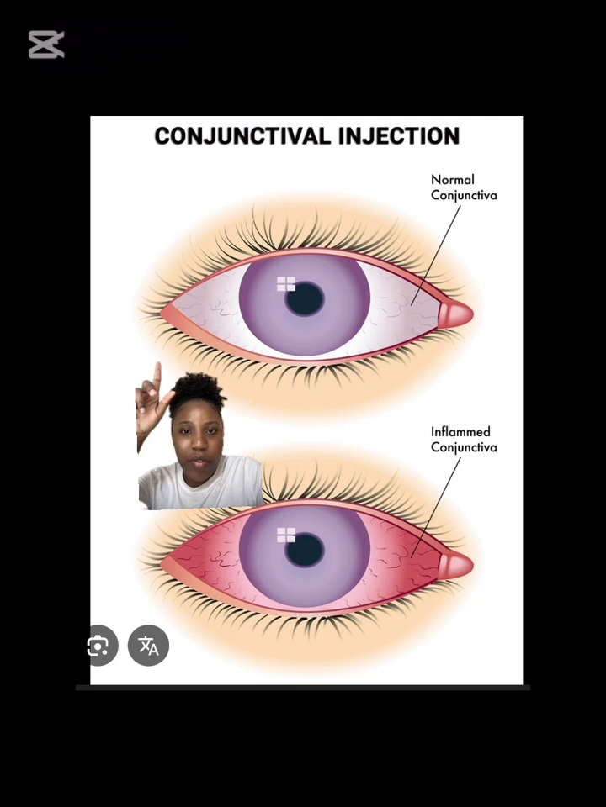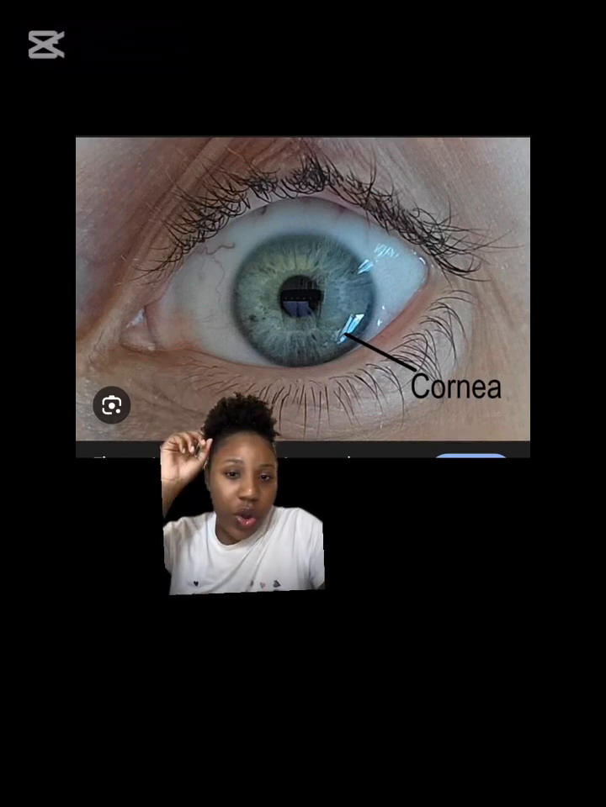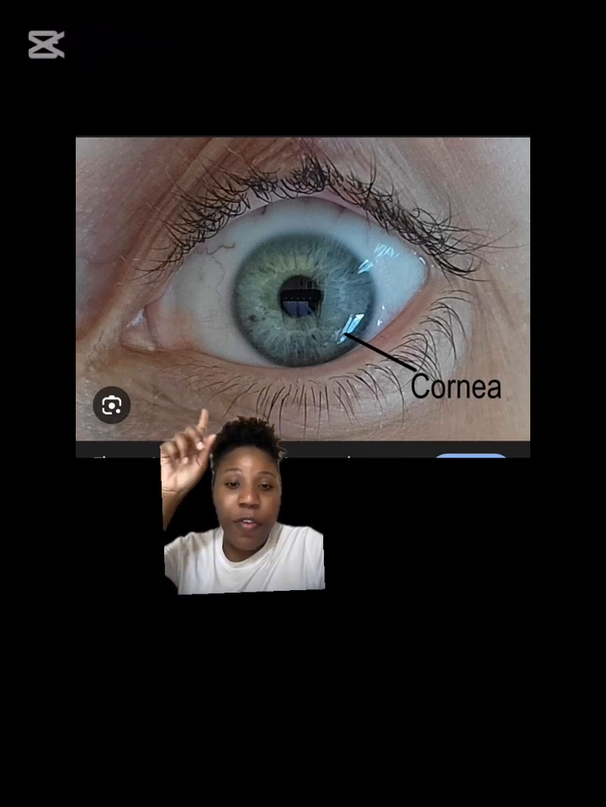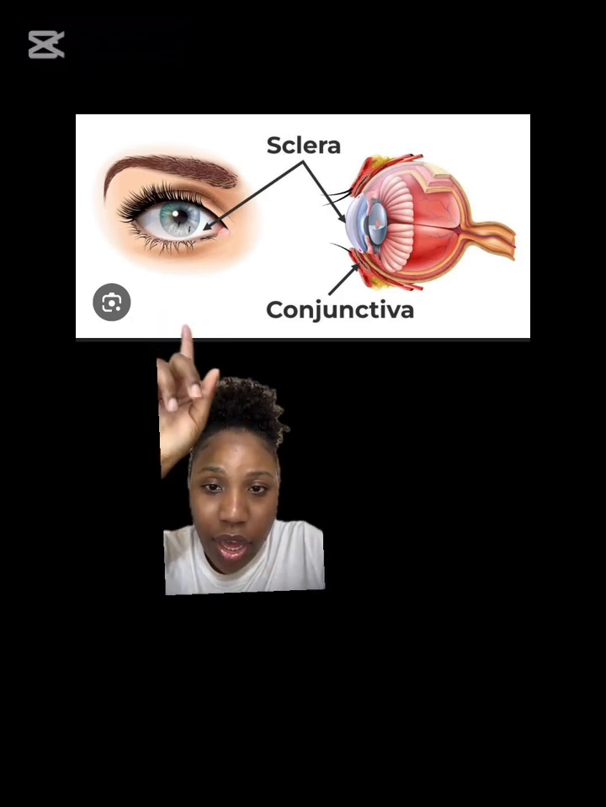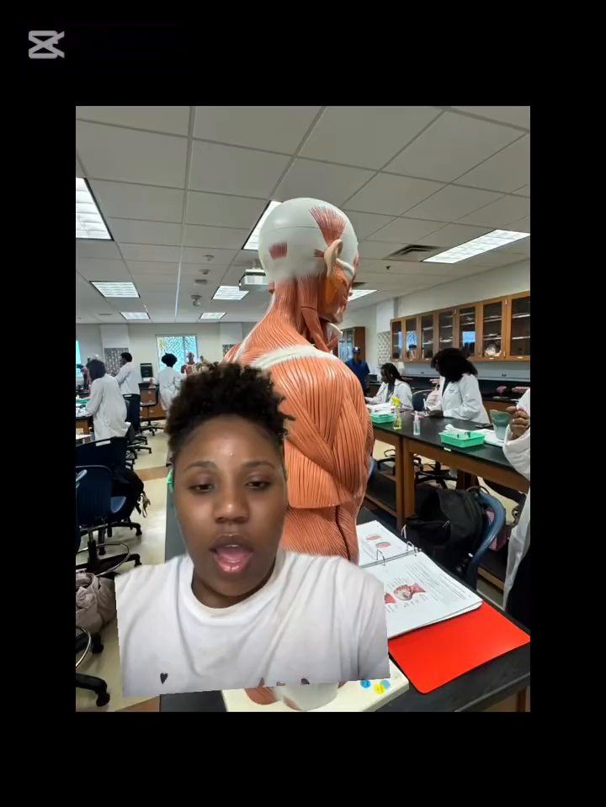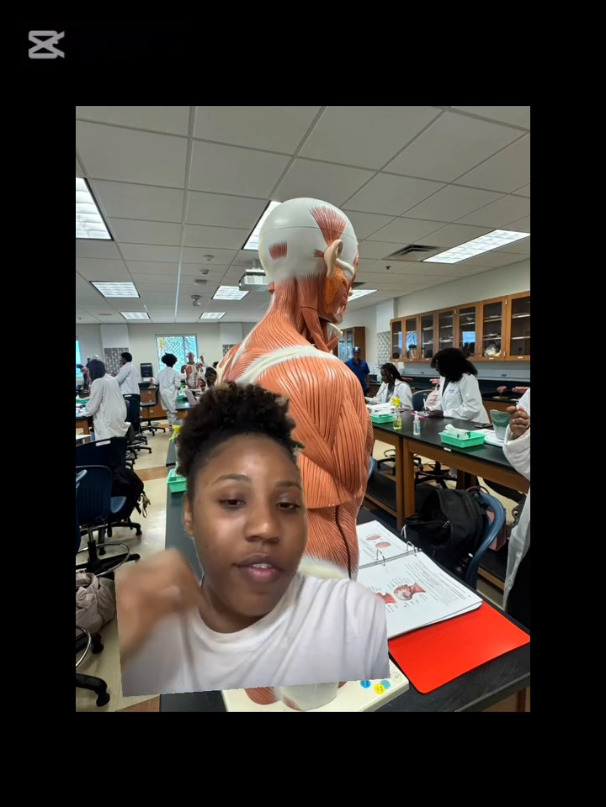All right, next we have the conjunctiva. It is a thin membrane covering the white part of the eye. Now we have the cornea. The cornea is a clear front layer that helps focus light. Next, we have the sclera right here. This is the white outer layer that gives the eye its shape. All right, so that is the external structure of the eye.